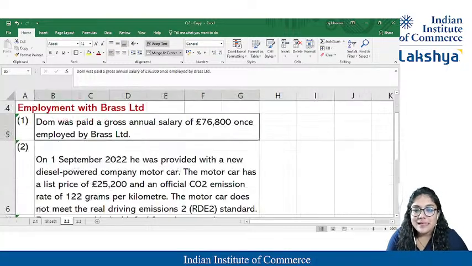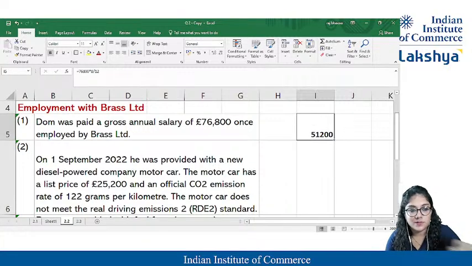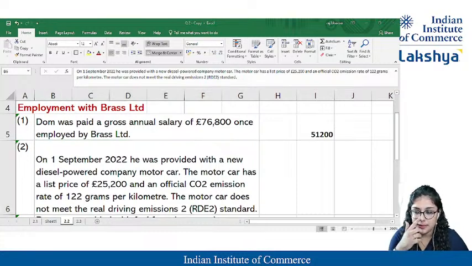Okay, let's analyze what they have asked. 76,800 for 8 months, so we calculated this over here: 76,800 into 8 by 12. So I got this amount of 51,200. Cool. On 1st September 2022, that is after I have been associated since August.